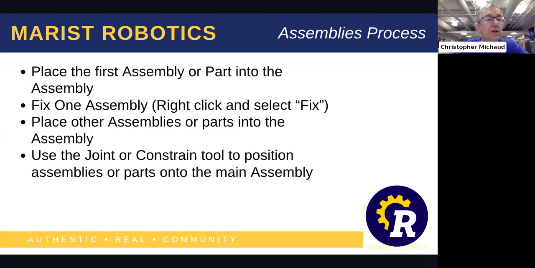When you're working with assemblies, the goal is first you put the assembly apart, you pick one point of the assembly to be sort of the center, and you fix it in space. You add the other assemblies, and then you use your joints or constraints to maintain the positions.